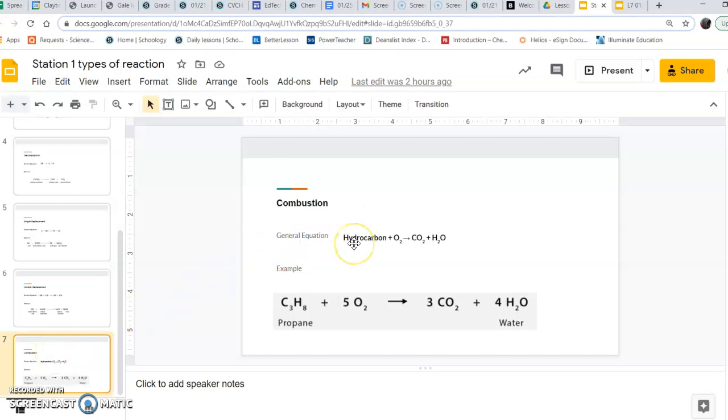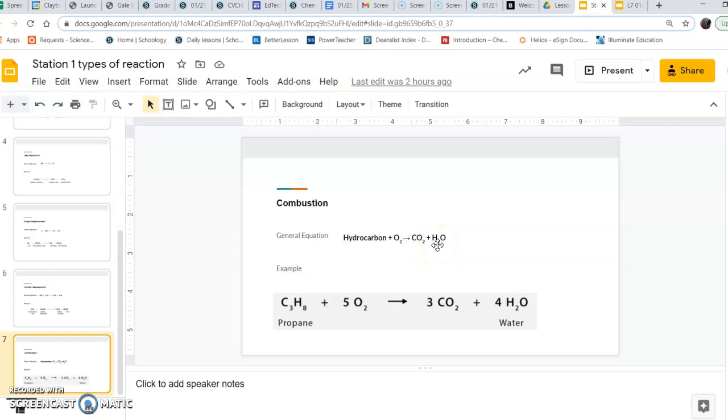And then the last one, it is combustion. We studied combustion quite a bit. We had a whole unit dedicated to it. But again, it's a type of reaction, so we are going to briefly talk about it. So for the general equation for combustion, there is no A, B, or anything like that, because it's very fixed. Usually a hydrocarbon, which is anything made out of hydrogen and carbon, reacts with oxygen to yield carbon dioxide and water. So carbon dioxide and water will always be the product.